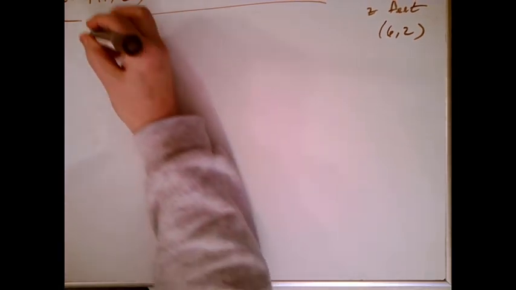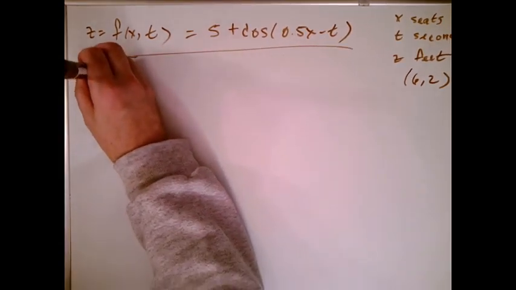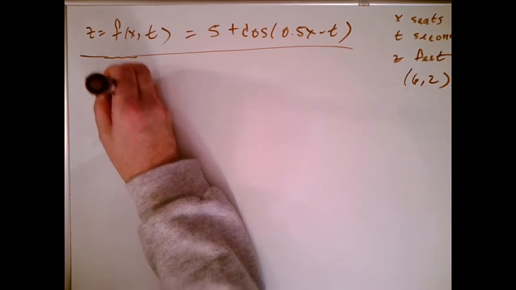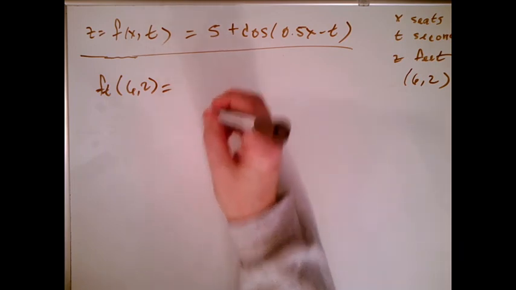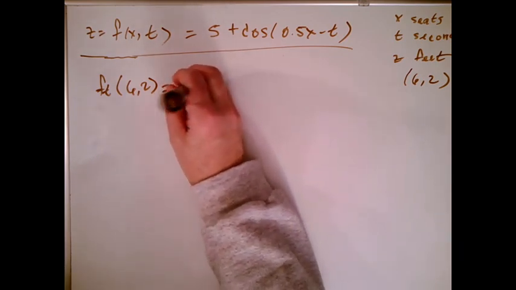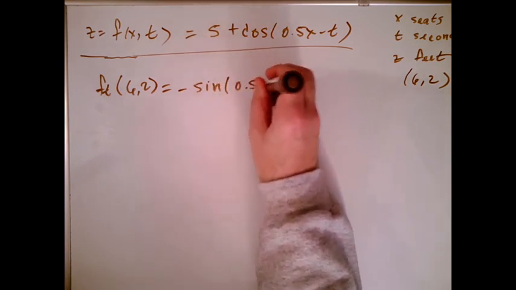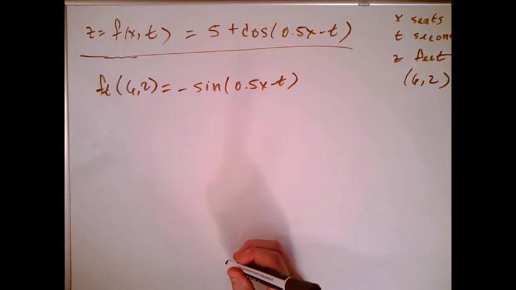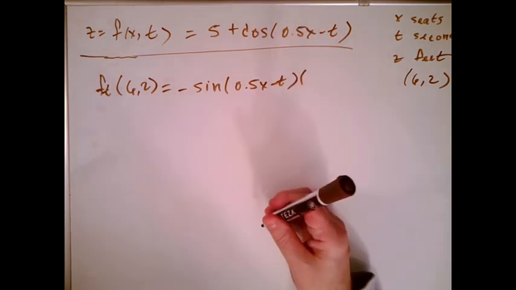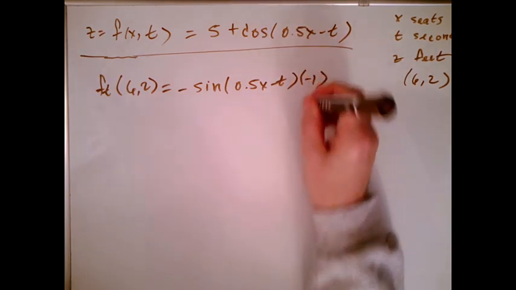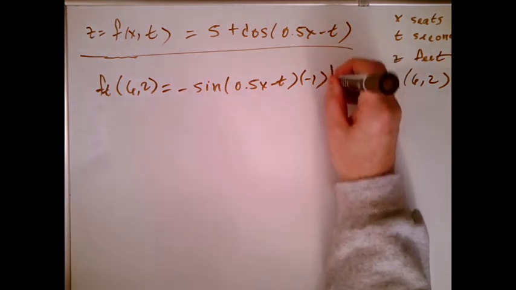Now the other derivative should be with respect to t. So let's do that. I want f_t of (6,2). So I want to take the partial derivative with respect to t. The 5 is a constant, it goes away regardless. So I'm going to get minus sine of 0.5x minus t. Remember, we just took the derivative of cosine of blob. Now I multiply by the derivative of blob. But the x is now a constant, so the only thing I get here is minus 1. I don't want to say that the slope at that one point is equal to this whole function, so I put an evaluation bar in like this.